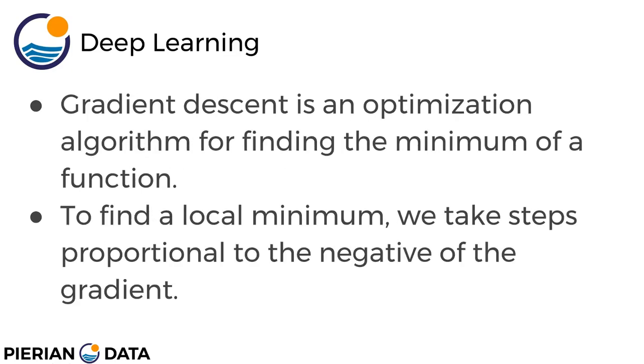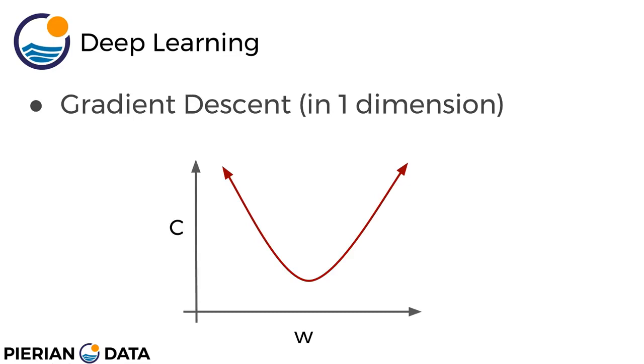Gradient descent is an optimization algorithm for finding the minimum of a function, which is useful to us because we want to minimize that cost function. So to find the local minimum, we take steps proportional to the negative of the gradient. Let's go ahead and go through a very simple example in just one dimension.